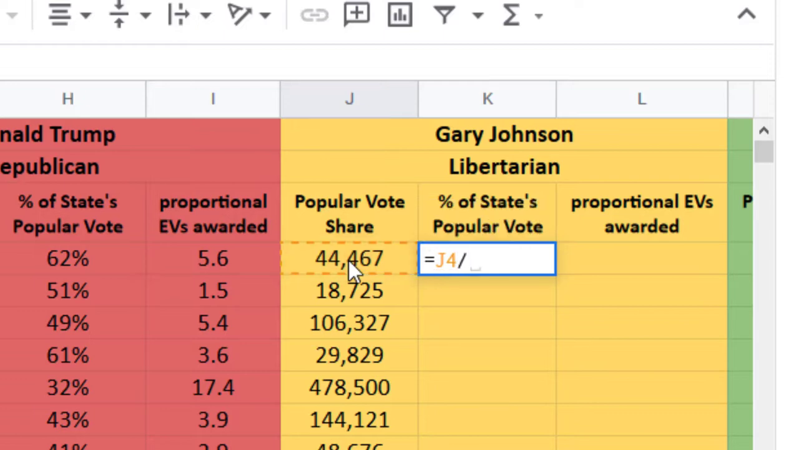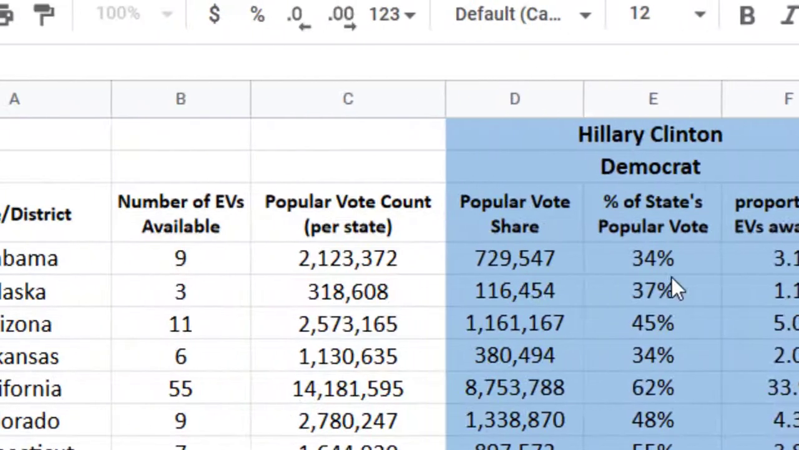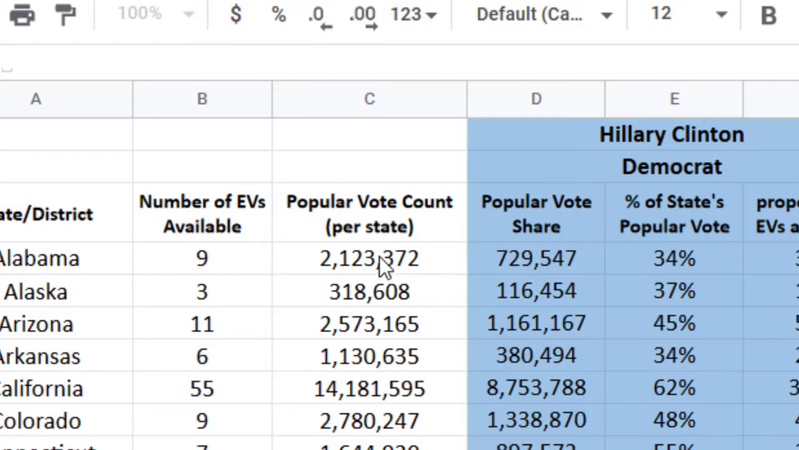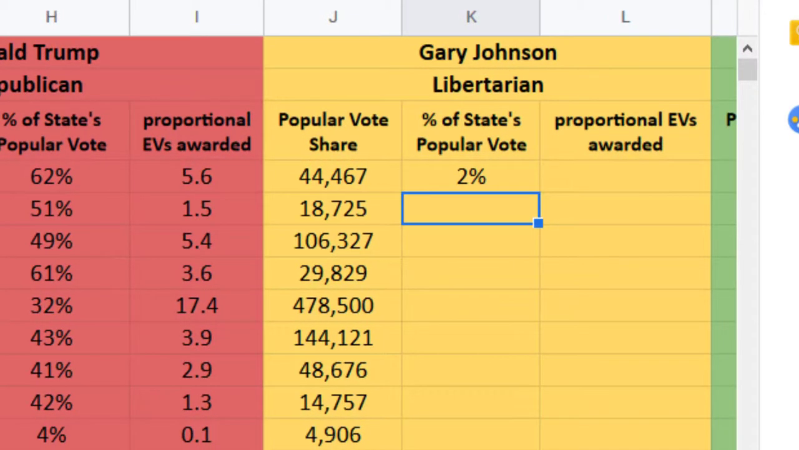Then I'm going to hit a division sign, and I have to wander all the way over here to the popular vote count per state, which is in C4. It's always going to be in C4 that you're dividing in these columns. Then you're going to press enter, and it's going to tell you he got 2% of the vote in Alabama. So Hillary got 34%. Trump got 62%. That's a total of 96%. 2 more percent was gotten by Gary Johnson.